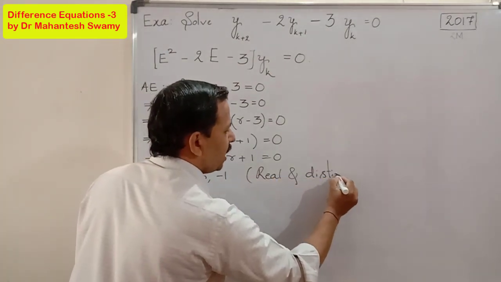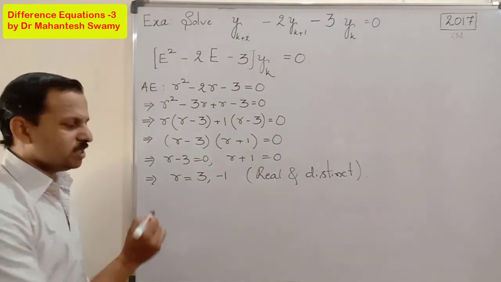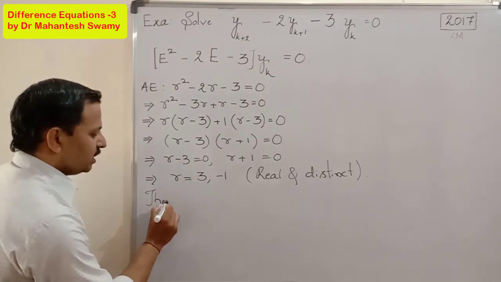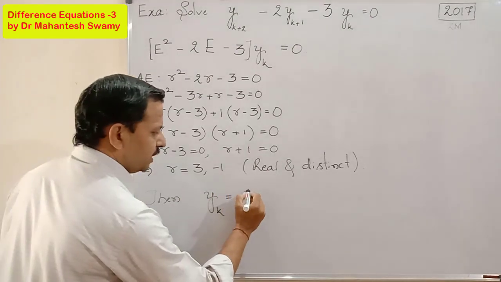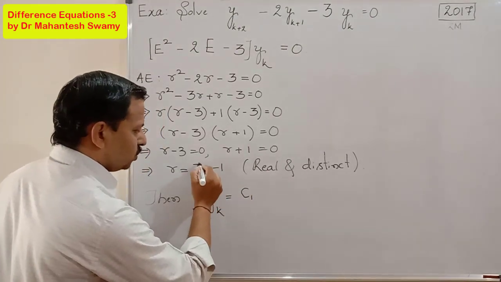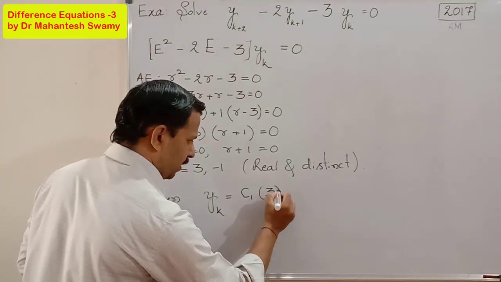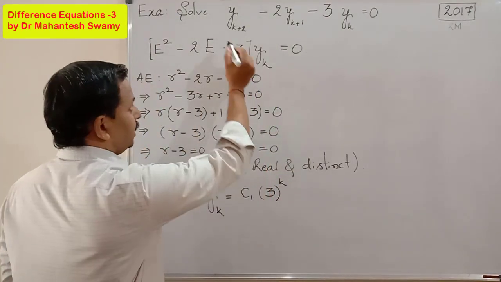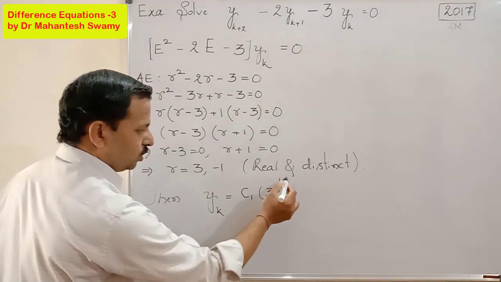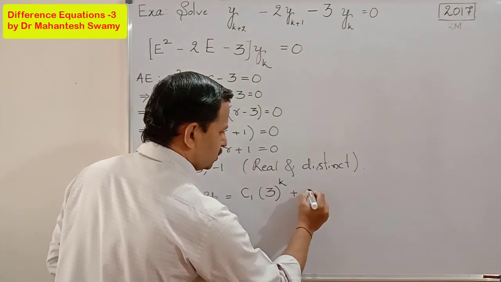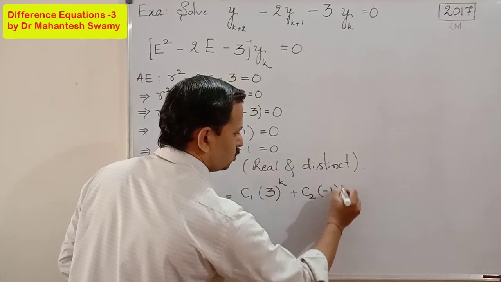Once we have the real and distinct roots, we know the procedure of writing the general solution. Then y_k equals c1 into the first root, that is r1. r1 here is 3, to the power of the independent variable k. So it is c1 into the first root to the power k, plus c2 into the second root, minus 1, to the power k.